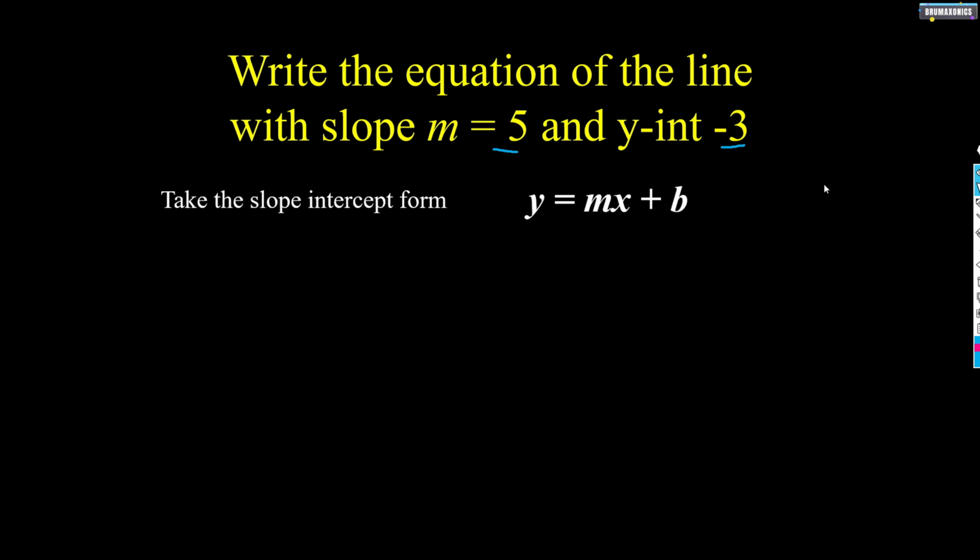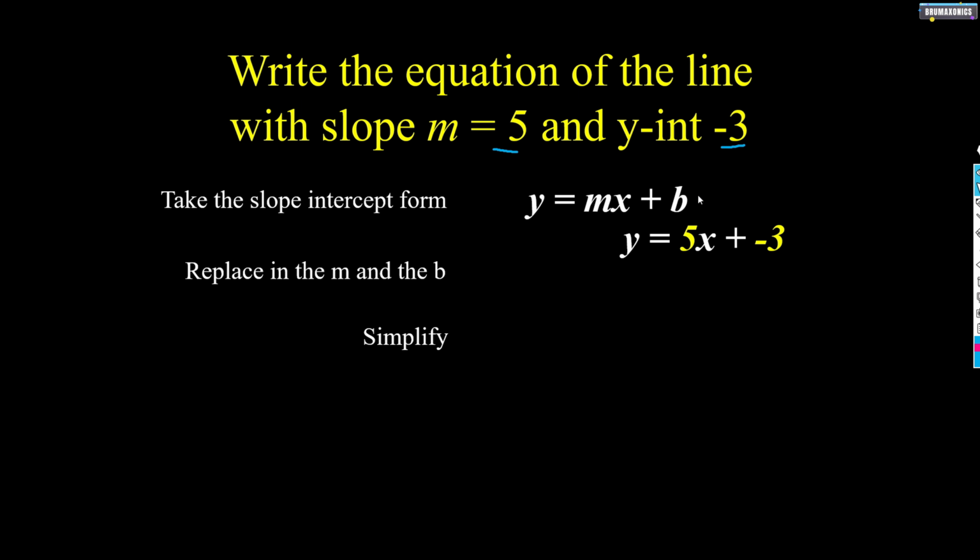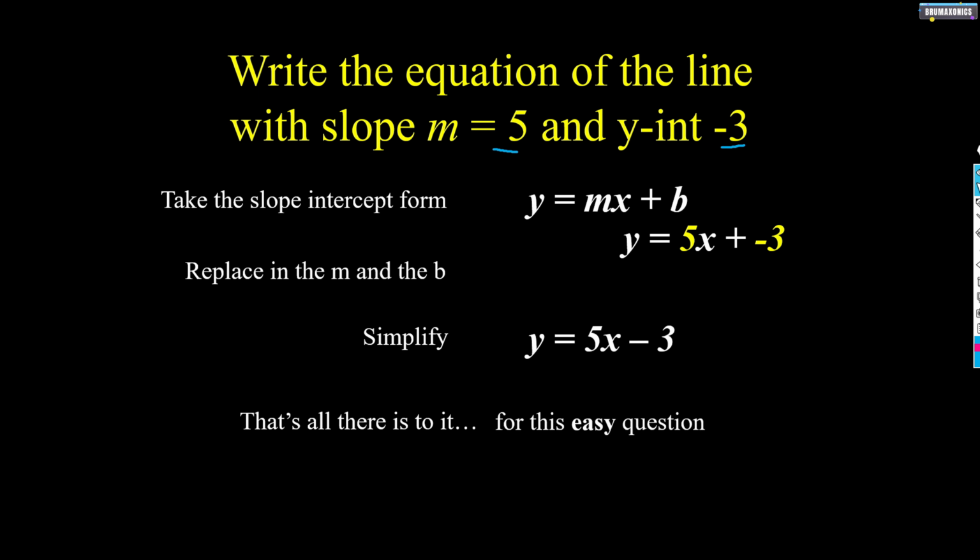So now you have to take the slope as 5 and make sure that you replace m with that particular slope and b with the y-intercept. And with that, you're going to get y equals 5x minus 3. So that's it actually, because you now have the equation. This is very easy, very straightforward. Let's look at another question.